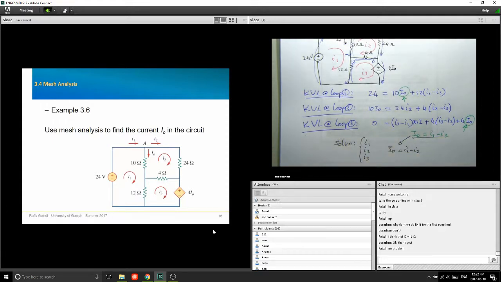In fact, while you're solving, you discover that you don't really need small I3. If you're able to solve and find small I1 and small I2, that's all you need to get your I naught, which is what we're looking for in this circuit. So sometimes you have to be careful because you don't have to make the additional effort to find all the missing variables when you don't really need that, because what we want is to find capital I naught. So we just need to find small I1 and small I2.